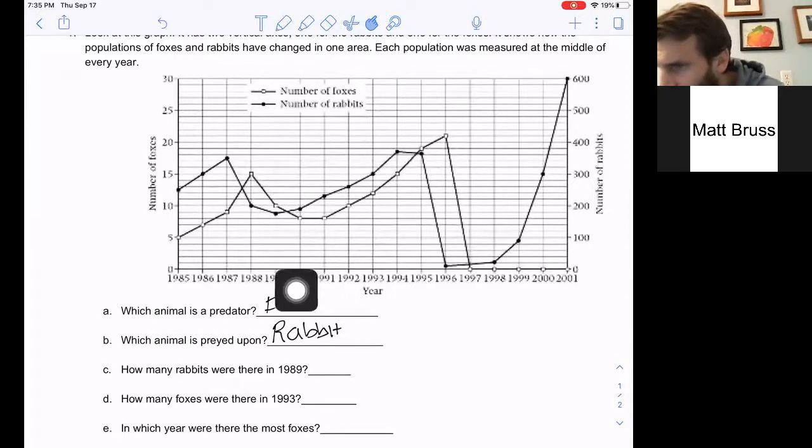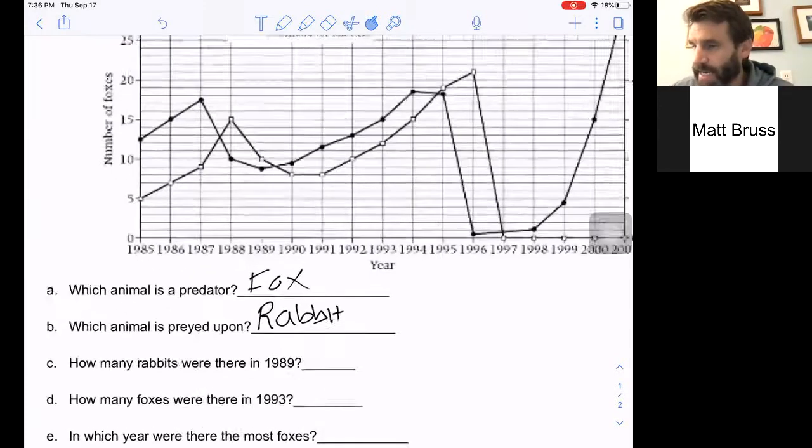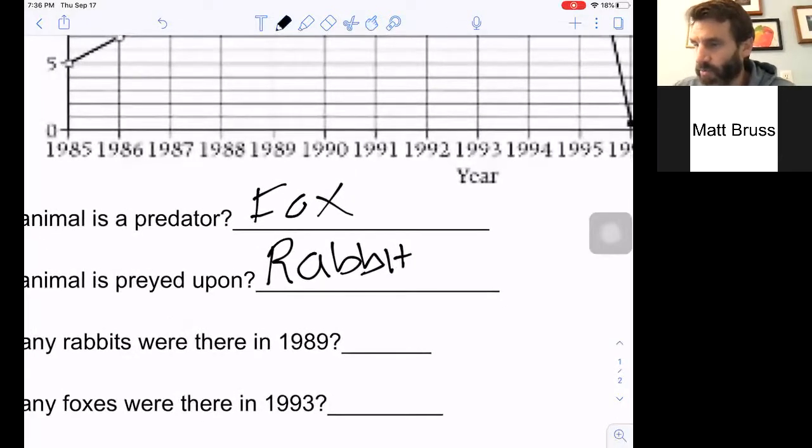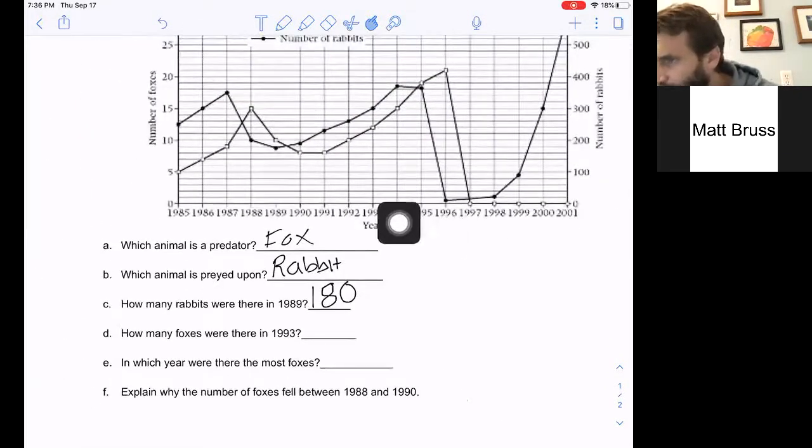So I go over to the year 1989 and I scroll up, and it looks like there is 5, 6, 7, 8, 9 rabbit. No, sorry. I was looking at the wrong scale. I go this way. About 180. Oh, it's 20 times more, right? That makes sense. The scale is 20. 180 rabbits in 1989.